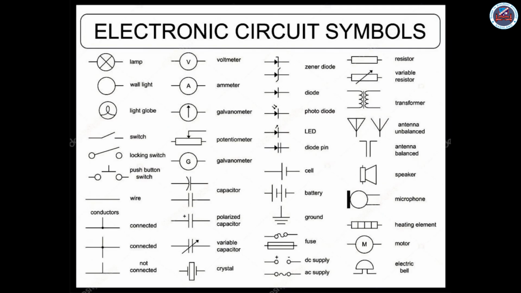To make it easier and simpler for everyone to understand, we have symbols for different components, so it is easier to understand the circuit diagram. The symbols are universally used, so everyone will understand. Here are the symbols for a few circuit components.